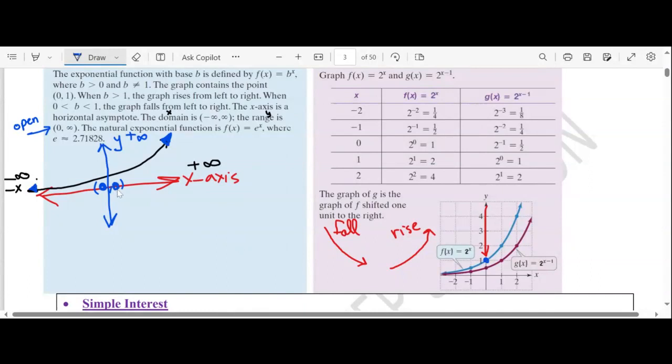The natural exponential function is f of x equals e to the power of x, where e equals how much? 2.71828. That's the value for e.